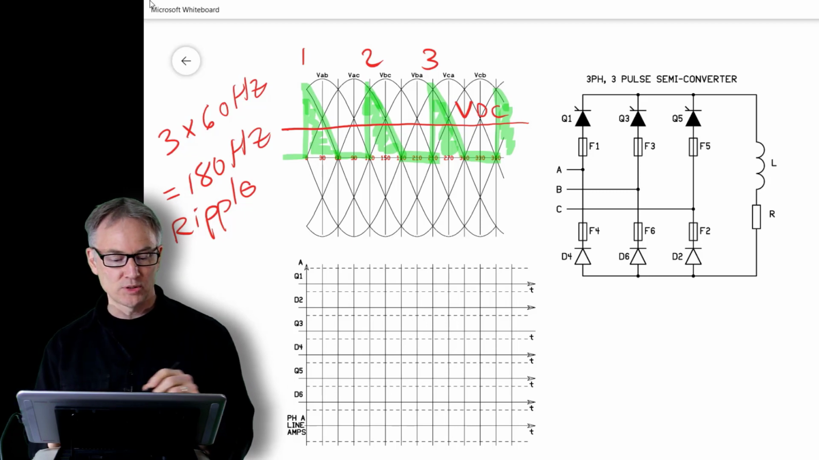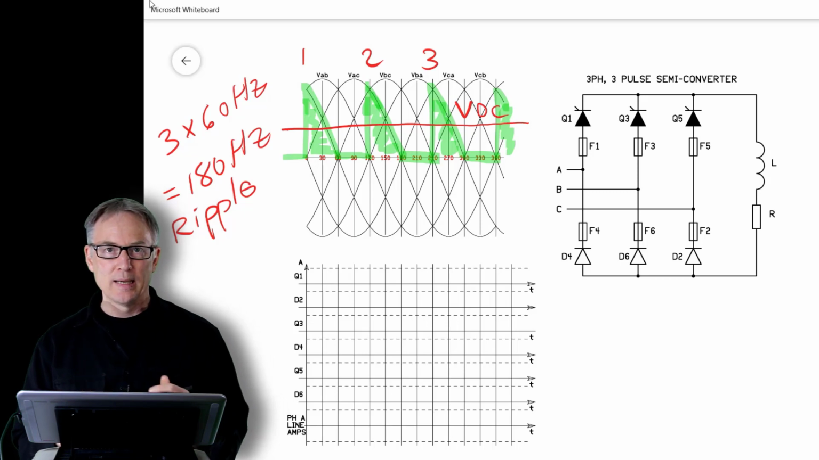Okay, so you should be able to solve it for the rest of the angles as well, but that's basically how we're doing it.